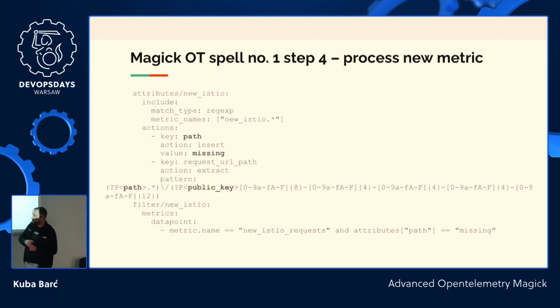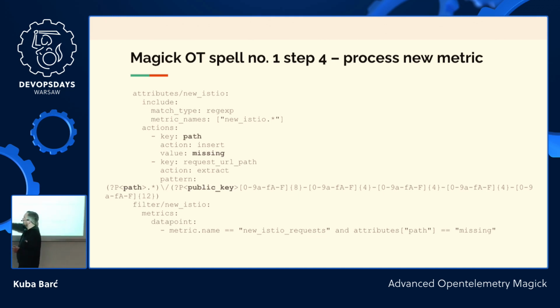Step 4 is I want to process this metric. Whenever I have a URL, it's going to have some path at the very front, then there's going to be a slash, and then there's going to be a UID, which I call public key over here. But I also want to filter the metrics that don't really follow that convention.